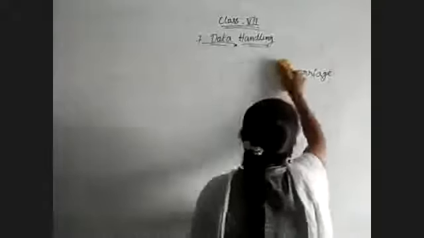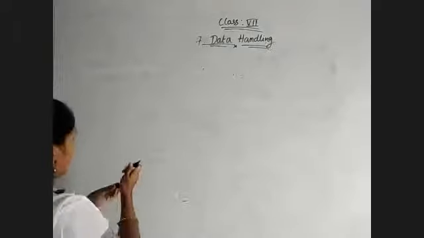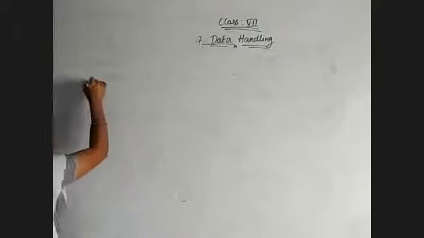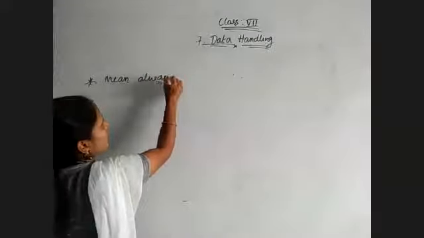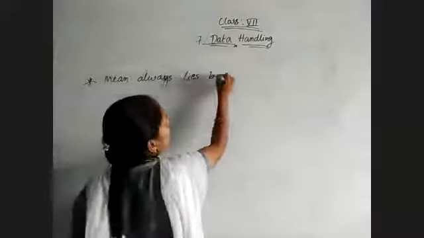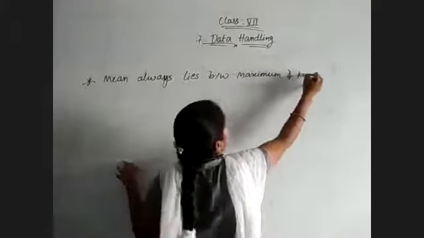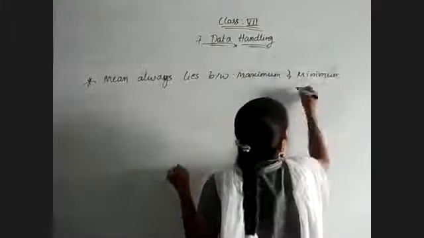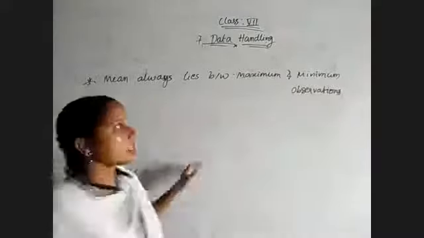Now let us take some examples for mean. First, just revise the properties of mean. Mean always lies between the maximum and minimum observations. For this we have seen examples also. Some questions we will simplify.